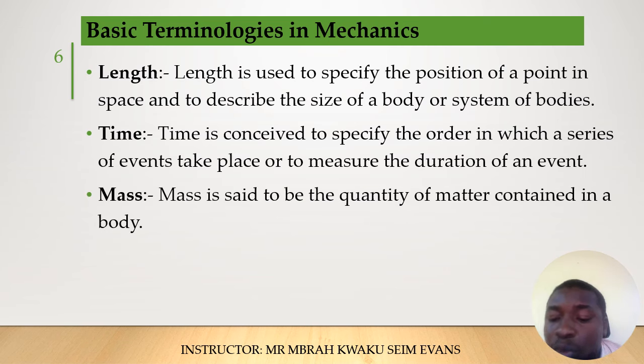Then we have mass. What is mass? You need to understand what mass is. Now, we all know matter. Matter is anything that has mass and occupies space. So every matter will have a mass. What is mass? Mass is the quantity of matter contained in a substance. How much mass is in that substance? Mass is measured in kilograms.